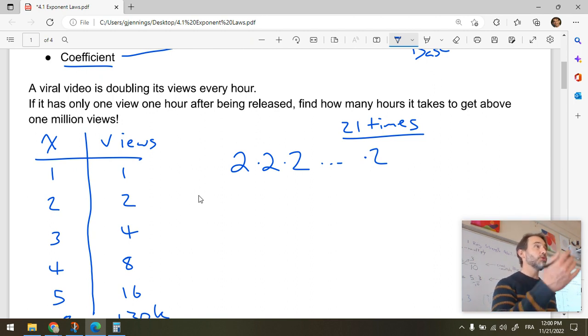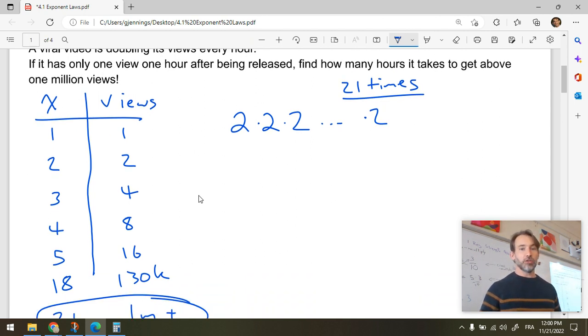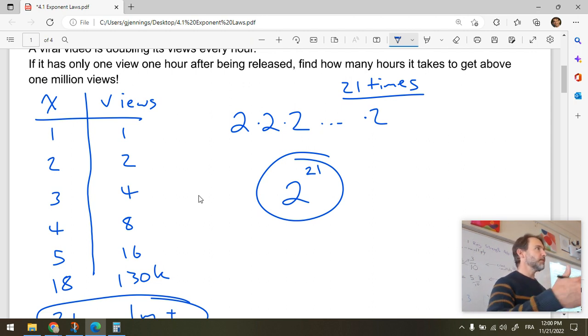So that's why we have a new notation system for this type of situation. We would write this as 2 to the power 21. So 2 multiplied by itself 21 times will give us that number. And that's what we mean by this exponent. It's telling us how many times to multiply the base by itself.